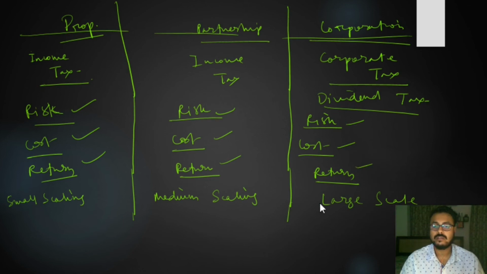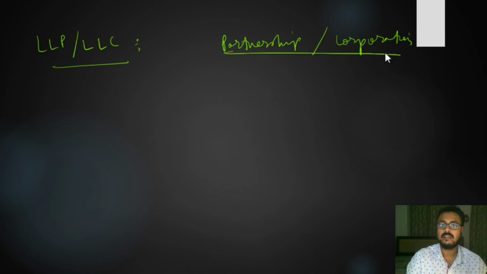Okay. So when we talk about limited liability partnership or limited liability company, it's almost the same, but we need to apply there that it is a hybrid between partnership and corporation. Partnership and corporation. So where is this applied? Basically, these are applied in accounting firms.